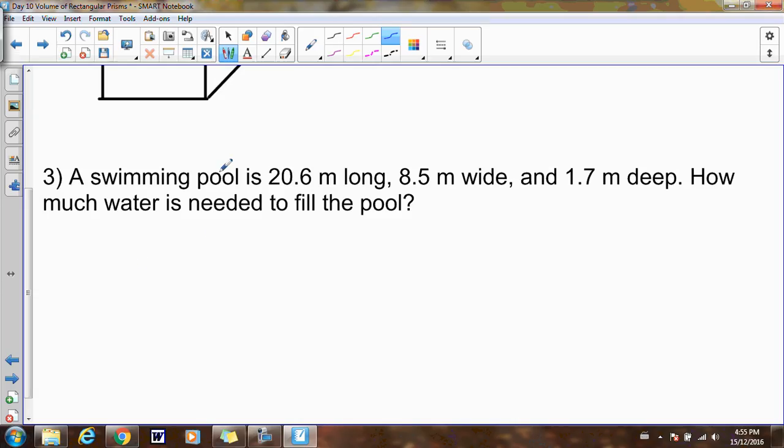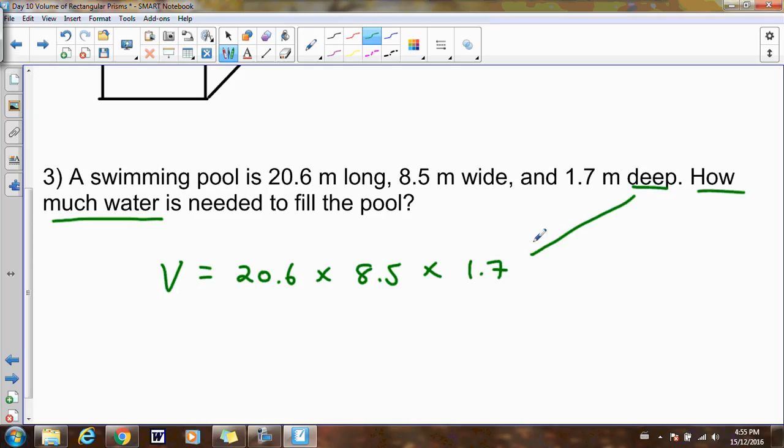Okay, the next one is a swimming pool question. It wants to know how much water is needed to fill it. So once again, anytime they ask you how much something can go into a pool or a cereal box, they're asking you about the volume. Same as before: length, width, height. How deep the pool is, is the height in this situation. So multiply them together, and you get 297.67 meters cubed.